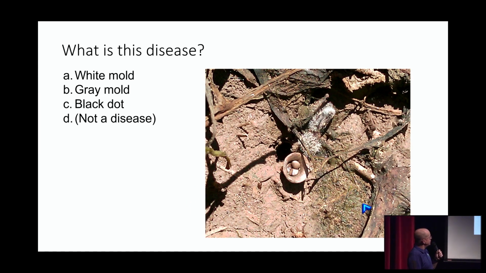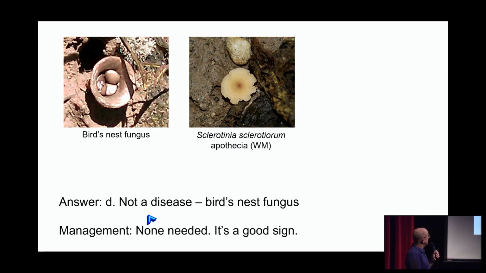So what's this disease right here? You're out scouting, you have your dead plant tissue on the bottom here. We have a couple of potato buds that have fallen on the ground, and then you see this little mushroom right here. Is this white mold, gray mold, black dot, or is this really not a disease? And the correct answer is this is not a disease. This is the bird's nest fungus. And there are several different species. You ask yourself, well, what do I need to do to manage this? You don't.